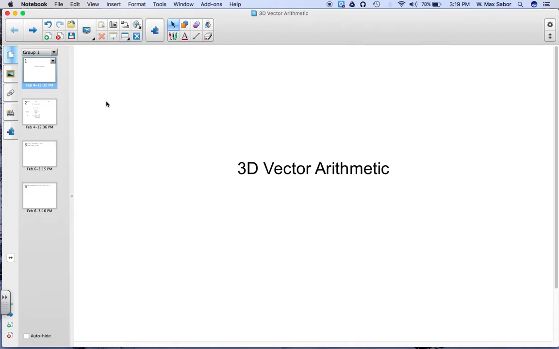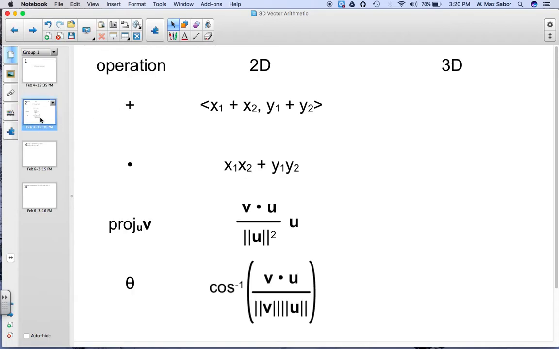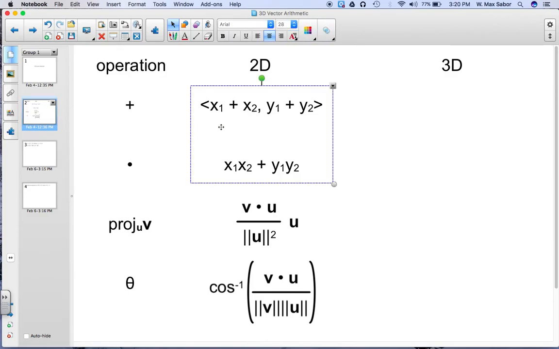Let's do some arithmetic with vectors in 3 dimensions. So in 2 dimensions, we did addition, dot product, projection, and finding the angle between 2 vectors. And these were the ideas that we saw. We would add the components, add the parallel components for addition. For the dot product, we would multiply the parallel components and then add them.